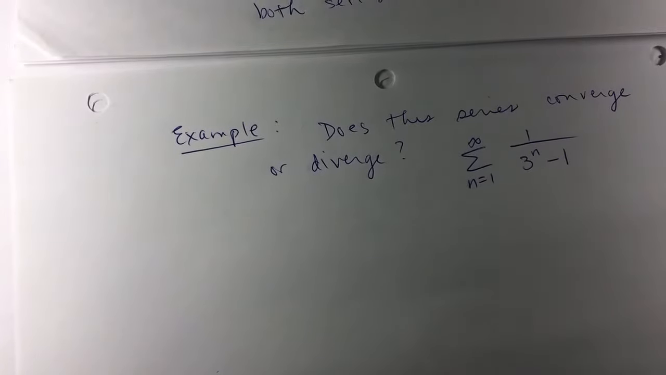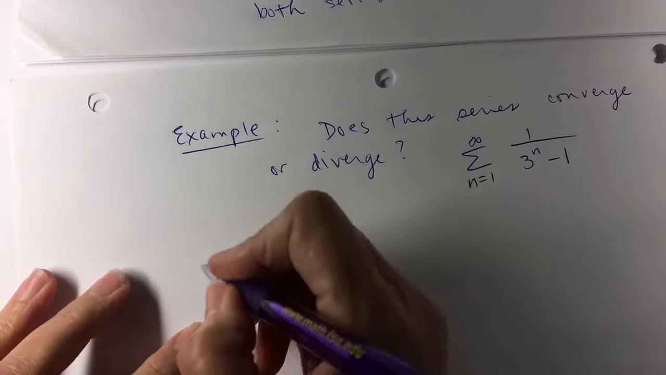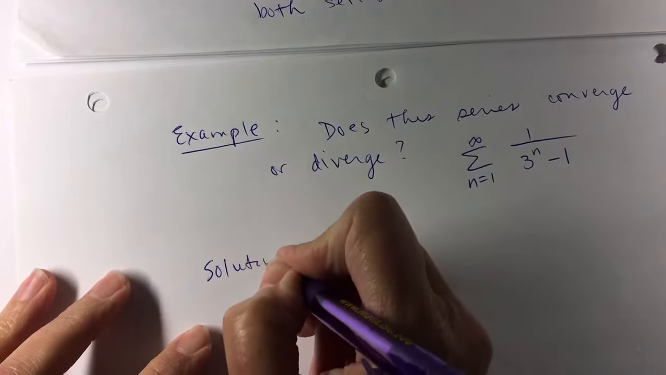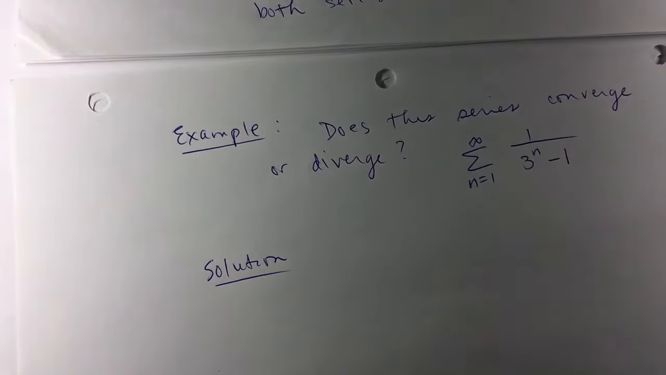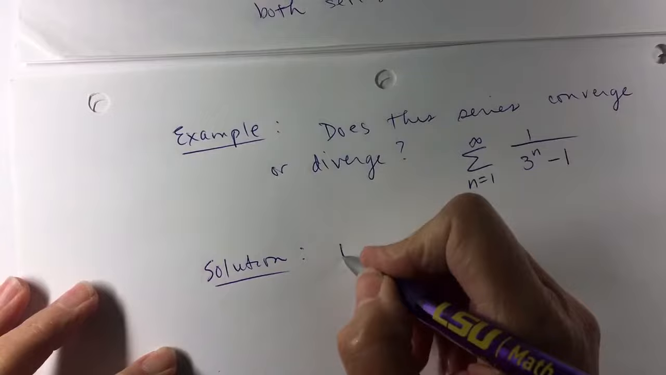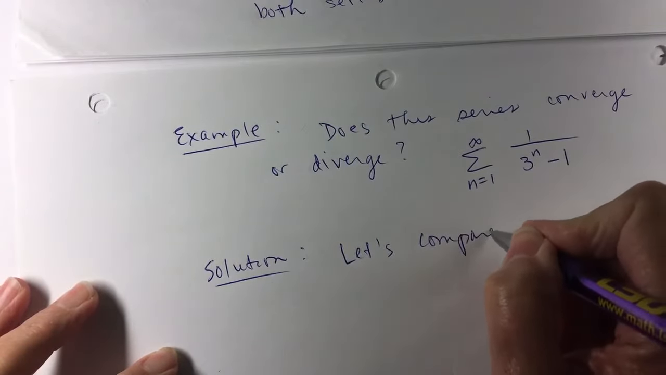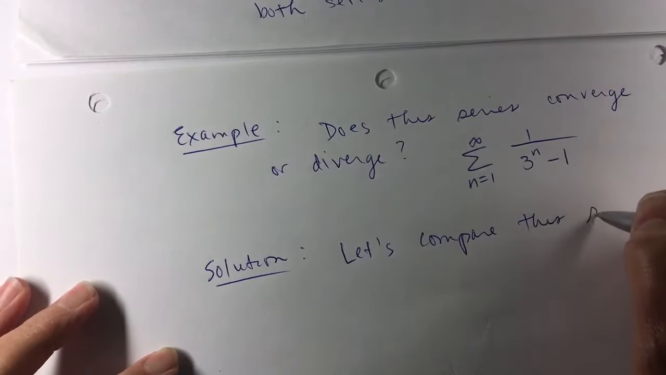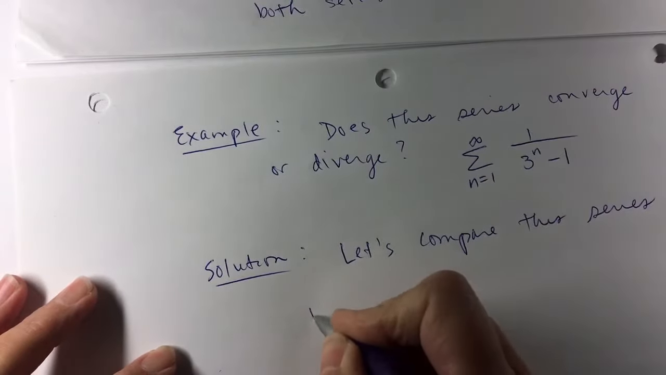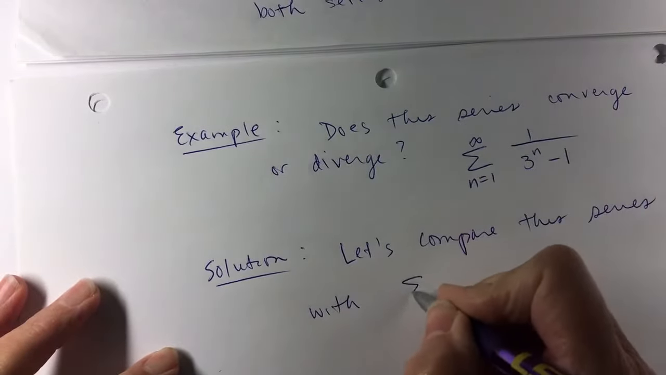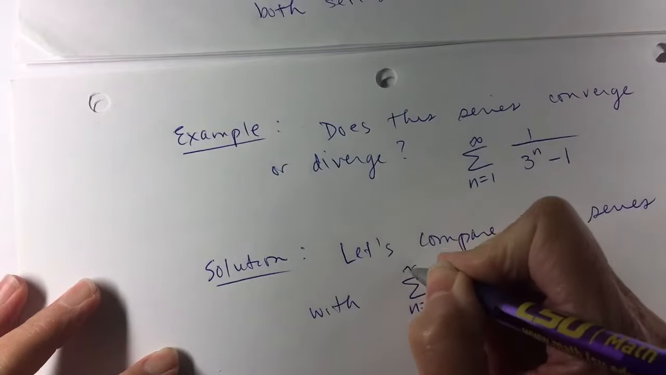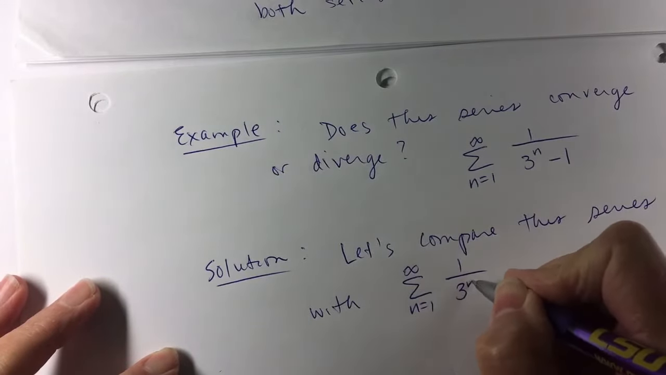As I'm looking at this question, I'm thinking, well, I know about the series of 1 over 3 to the n. I know what happens with that. So I'll say this. Let's compare this series with the series as n goes from 1 to infinity of 1 over 3 to the n.